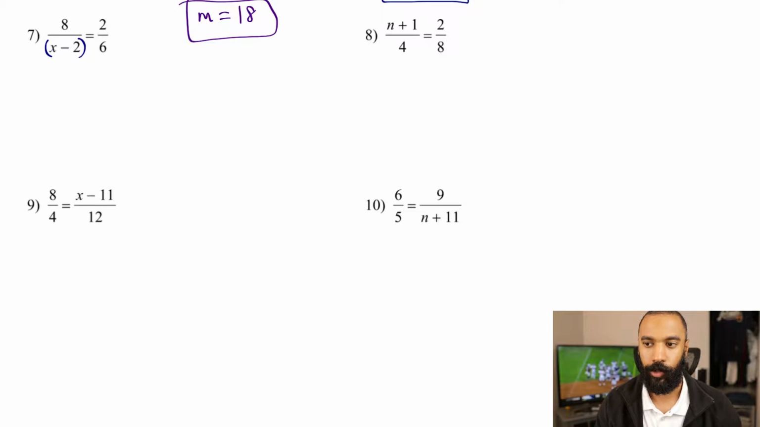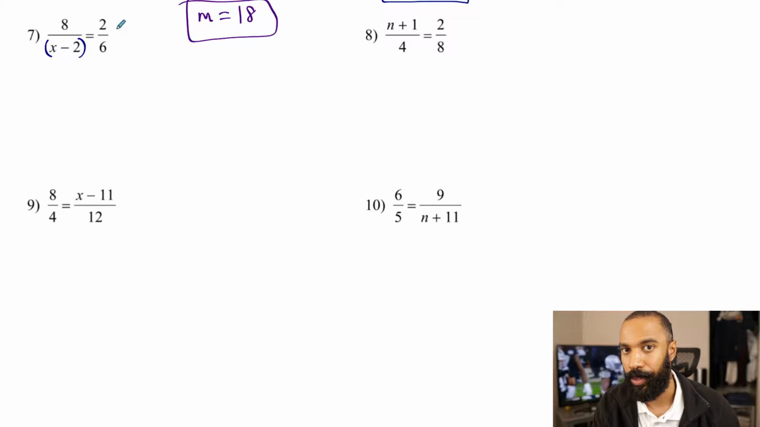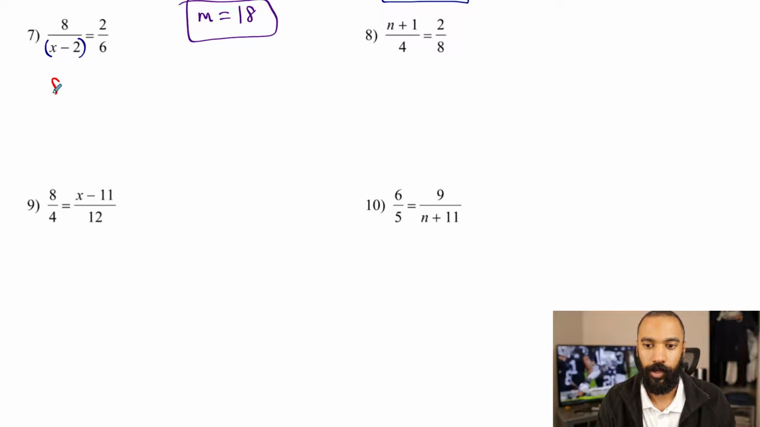Okay. Now, I could cross multiply to begin with, but again, I'm going to reduce. 2 over 6 reduces to 1/3. So I get 8 over x minus 2 equals 1 over 3.